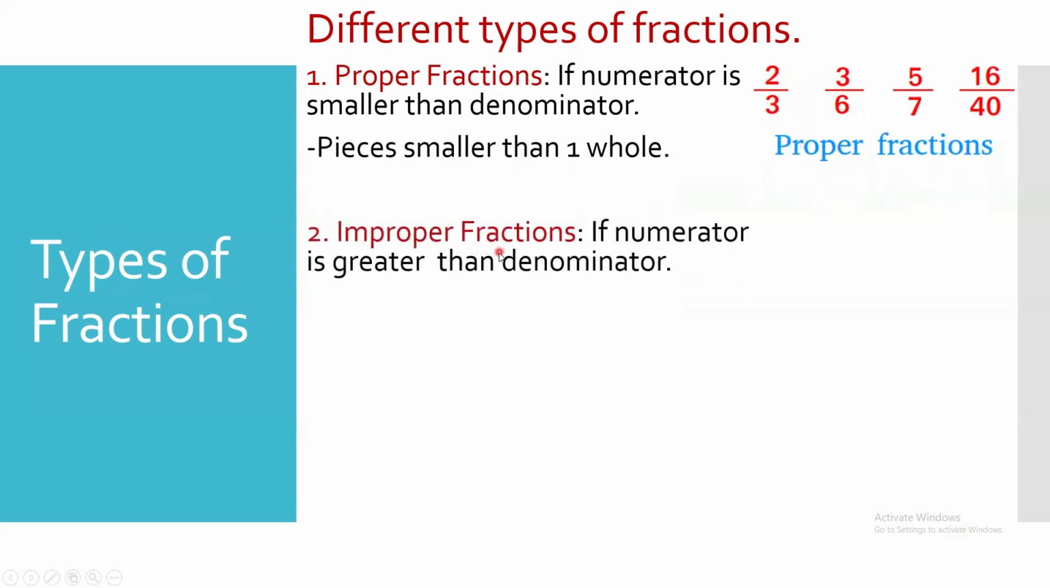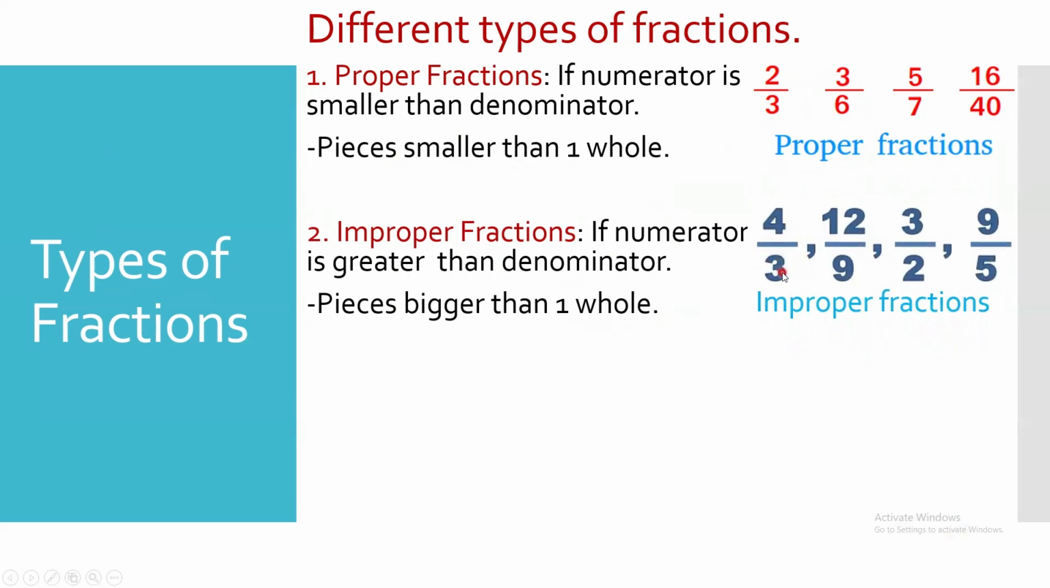Now, the second type, improper fraction. If the numerator is greater than the denominator, opposite of a proper fraction, it will be an improper fraction. So here the pieces will be bigger than one, like 4 by 3, 12 by 9, 3 by 2, 9 by 5. These are greater fractions than 1. The value will be greater than 1 because the numerators are bigger and the denominators are smaller.